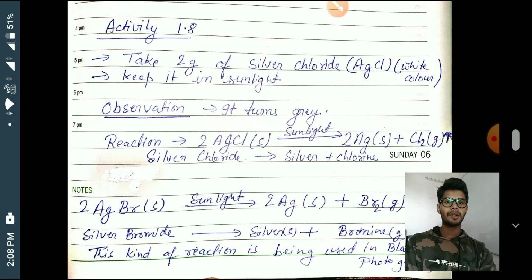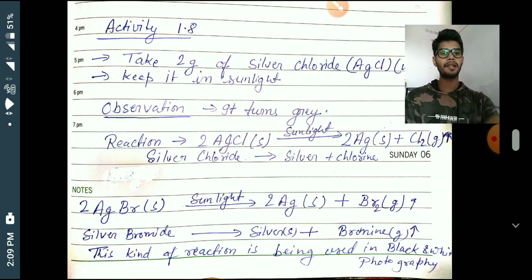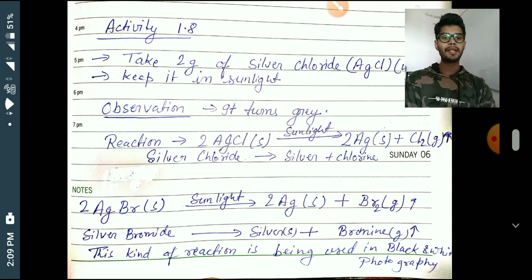The reaction is that silver chloride, AgCl, when exposed to sunlight, gives silver plus chlorine, which is in gaseous form. Again you can see the same decomposition reaction, and now the energy is being provided in the form of sunlight. Now the same kind of reaction takes place in silver bromide. When silver bromide is exposed to sunlight, it gives silver and bromine gas is released or evolved.